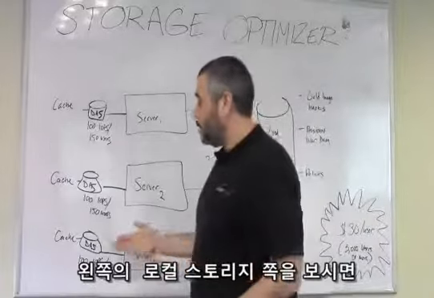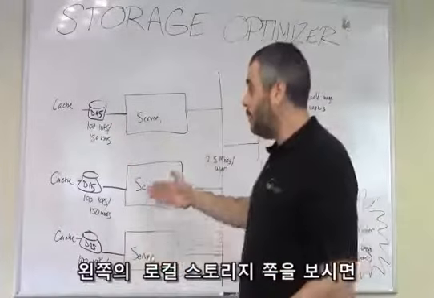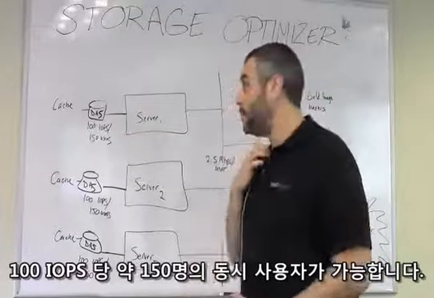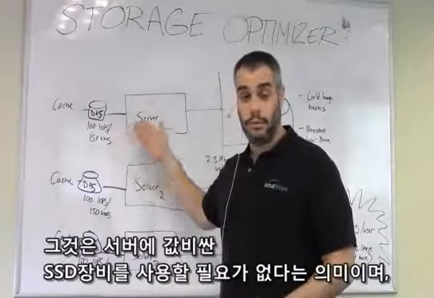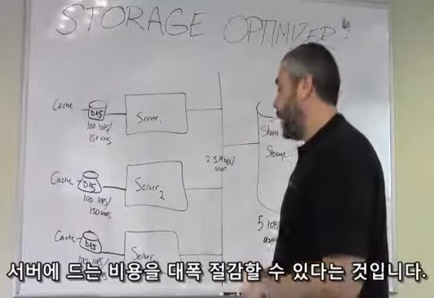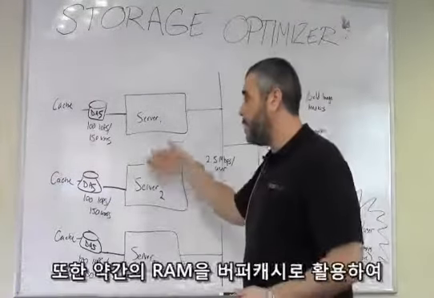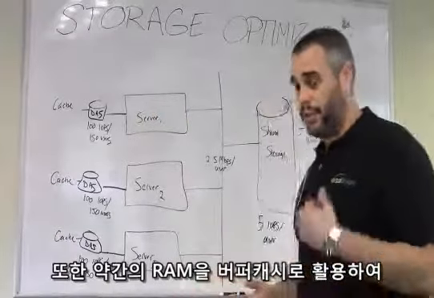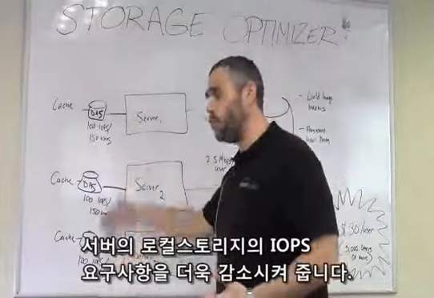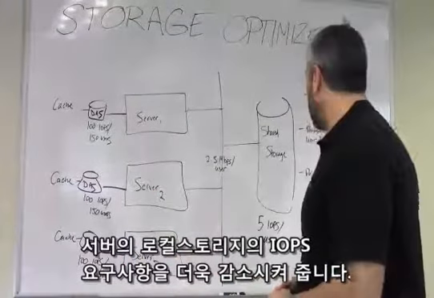What happens on the local spindle side is that for every 100 IOPS, we can run 150 concurrent users. So that means you don't even need SSD to connect to your servers here, saving a ton of money on your actual servers. And we utilize some small amount of RAM to buffer cache that so that we can further reduce the IOPS required and the local storage requirement on these servers.